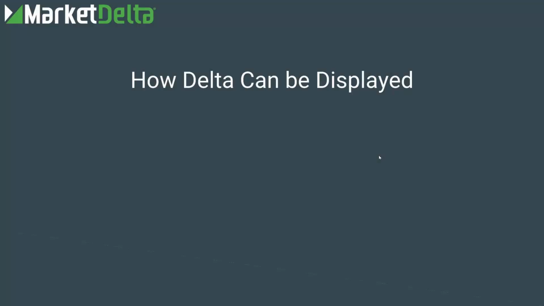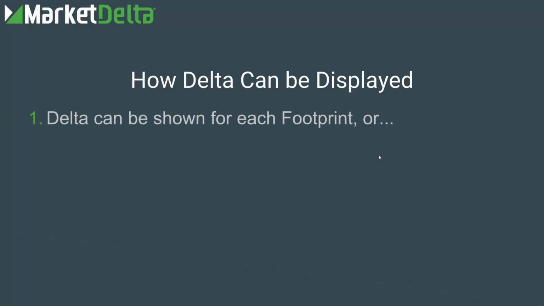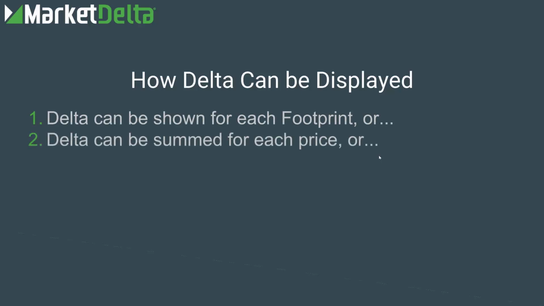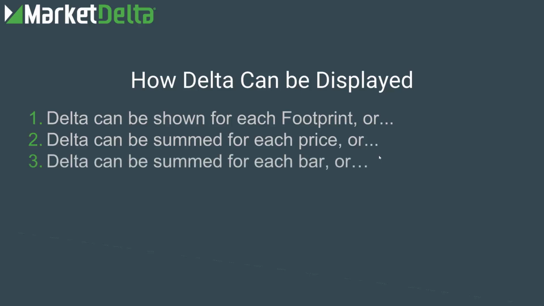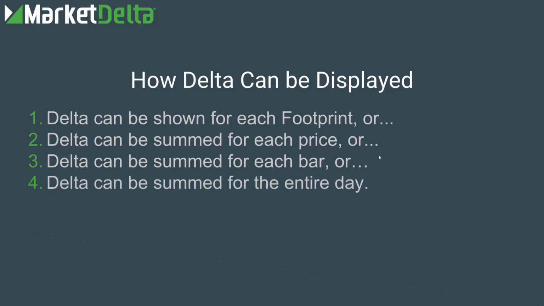Okay, so how can delta be displayed? I've kind of just touched on this. Delta can be shown for each footprint, or it can be summed up for each price, which I did not really show, or it can be summed up for each bar, or it can be summed up for the entire day. So what's that mean? Well, delta for each footprint is what I just showed. That's how we really just learned what delta means and how it's calculated.